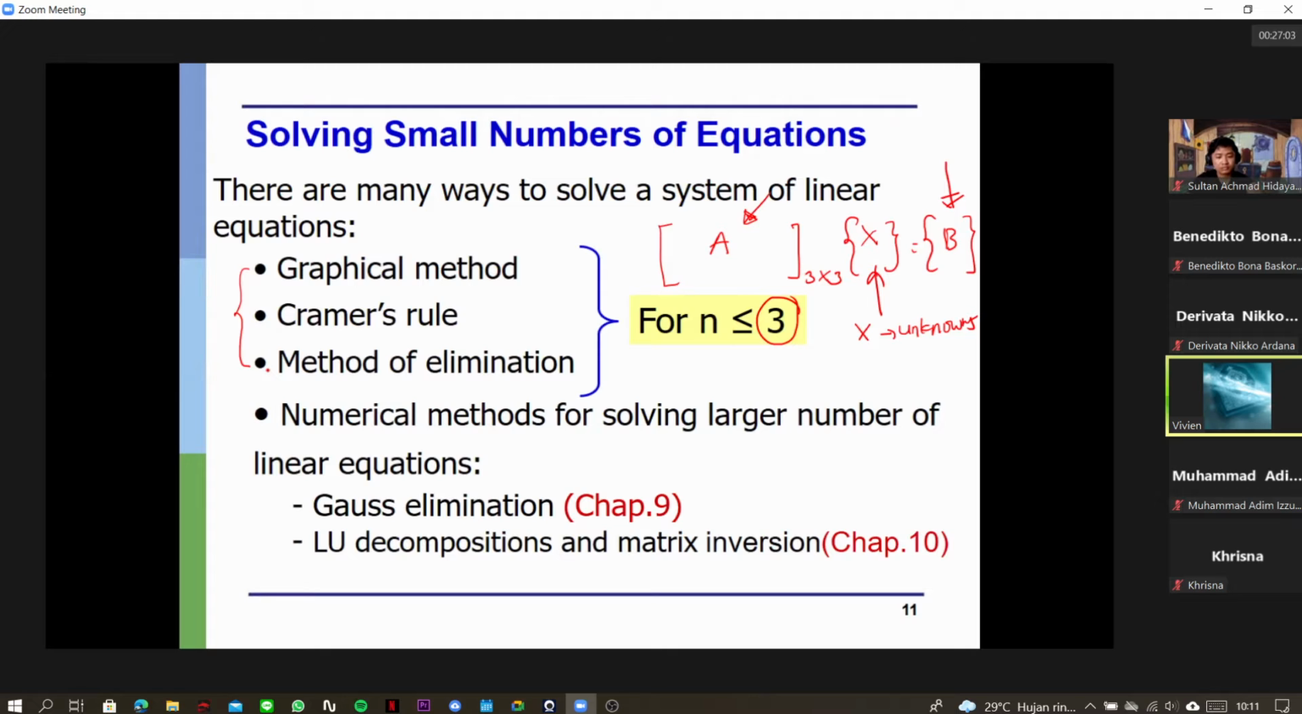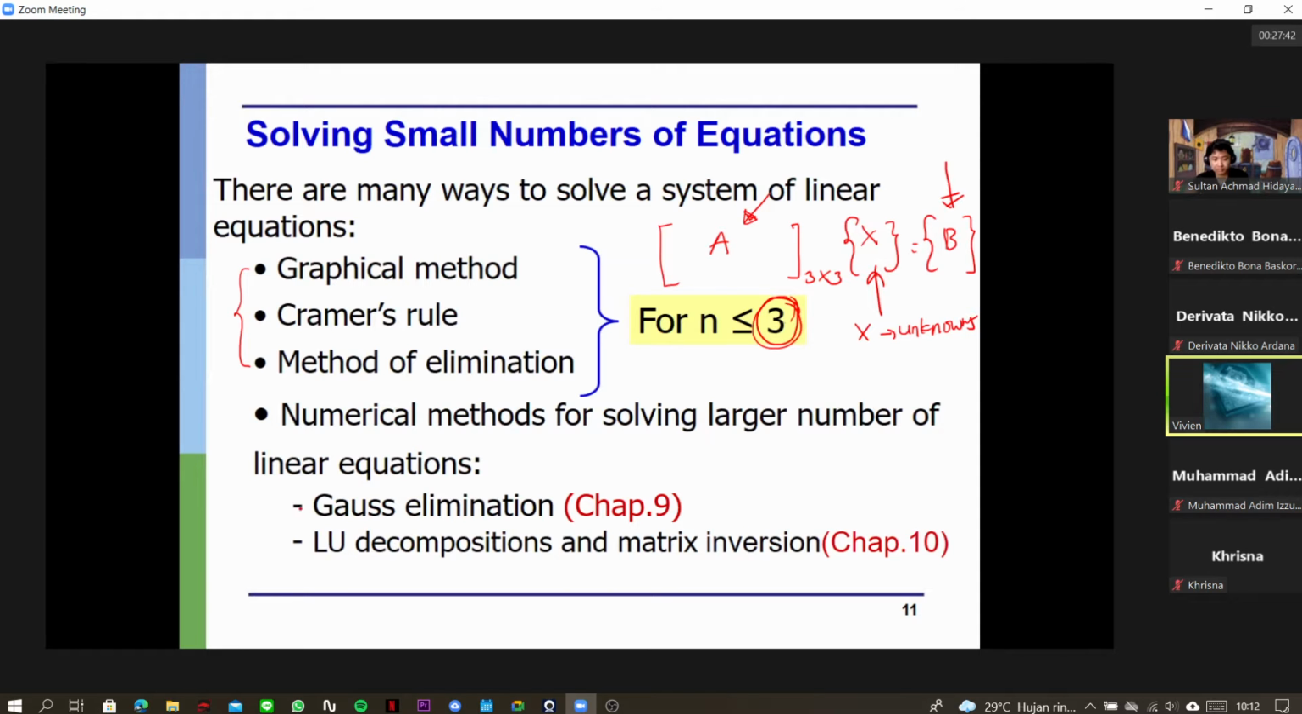Now we are going to apply numerical methods for solving a very large number of linear equations. If we have a small system, with 3 unknowns or less, it will be very easy to use one of these methods. But the question is, what if we have 1,000 equations to solve for 1,000 unknowns? How can we use one of these methods? It will be quite difficult.